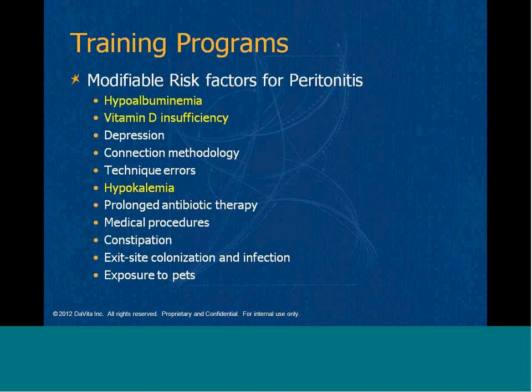There are some modifiable risk factors for peritonitis that I just want to mention, and many of them are known to you. Many of them are not known to you. Hypoalbuminemia, vitamin D insufficiency, and hypokalemia are the most common factors that are not really appreciated as risk factors for peritonitis, and they may be corrected. The other factors here are depression, connection methodology, technique errors, prolonged antibiotic therapy, medical procedures, constipation, initiation of exercise, or exposure to pets, but these are better known to you, and probably are factors you are addressing currently in your clinics.